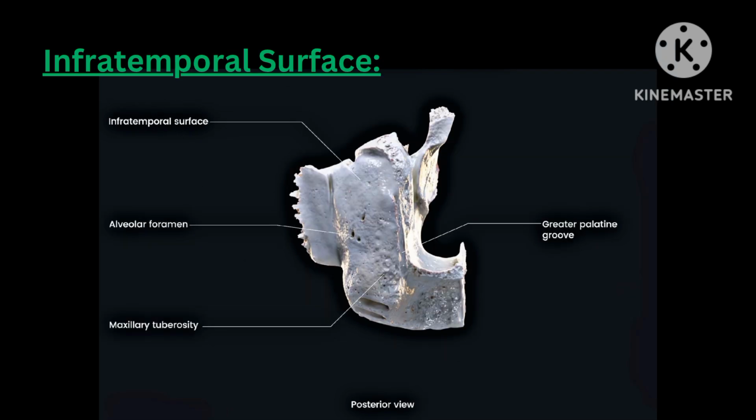The infratemporal surface of the body of the maxilla features the maxillary tuberosity with alveolar foramina that lead into the alveolar canals. The maxillary tuberosity, or maxillary eminence, is a rounded eminence at the lower part of the infratemporal surface. It is the origin site for a few fibers of the medial pterygoid muscle.